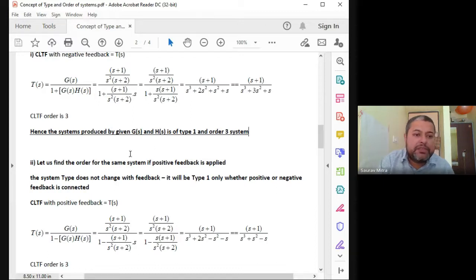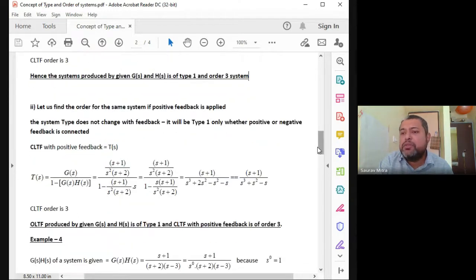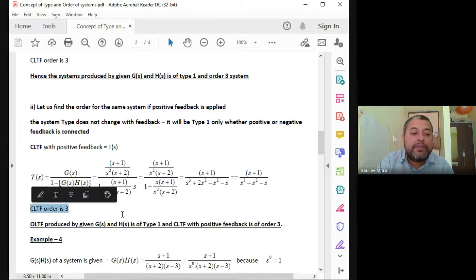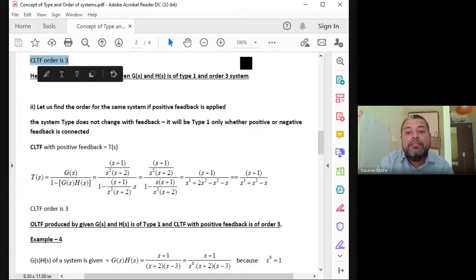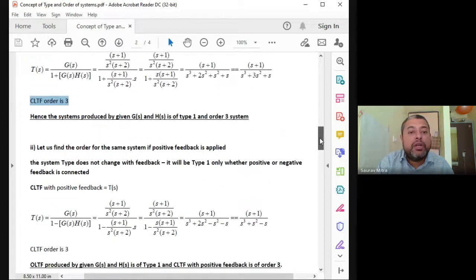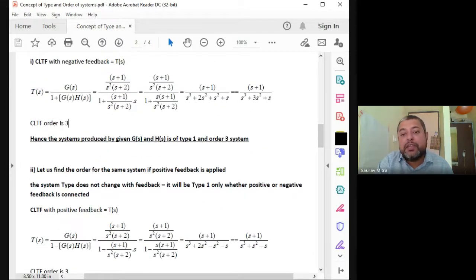So the order remains the same, and type also will remain the same because type is not given by the closed loop system, type is given by the open loop transfer function. So CLTF order is 3 even if it is positive feedback, and CLTF order is 3 even if it's negative feedback. So feedback does not change the order of the system.